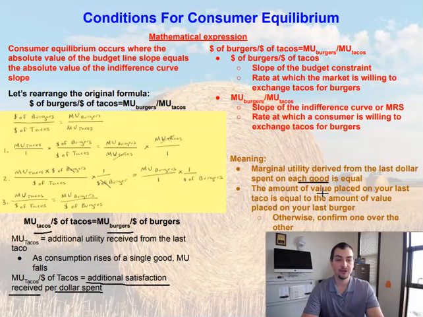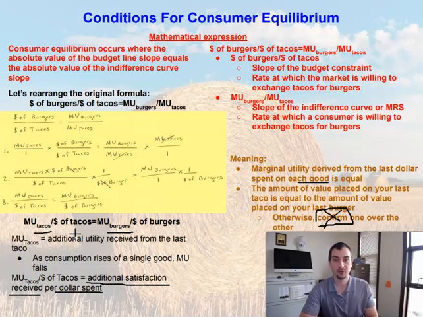The amount of value placed on your last taco is equal to the amount of value placed on your last burger. Otherwise, what would happen? We would just consume one good over the other. If, for example, we had the marginal utility of tacos per price of taco was, say, 3 additional units of satisfaction per dollar for tacos, whereas burgers was, say, 1 additional unit of satisfaction per dollar. Well, which one are you going to go with? The one that yields you the highest amount of satisfaction per dollar, right? So you're going to go with tacos over burgers.